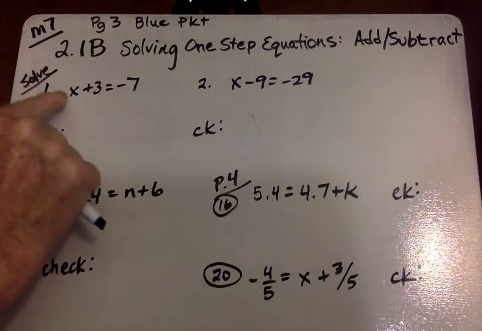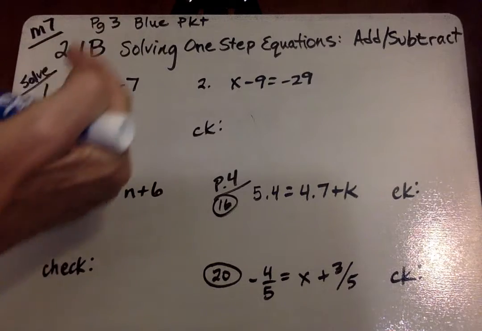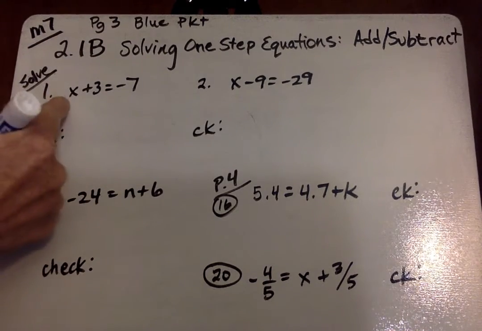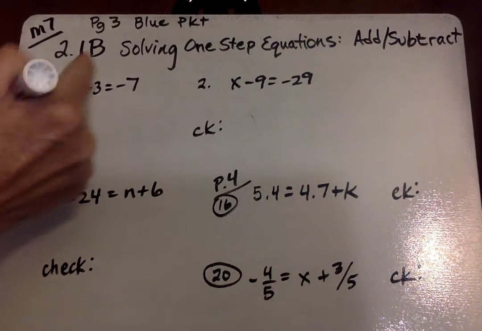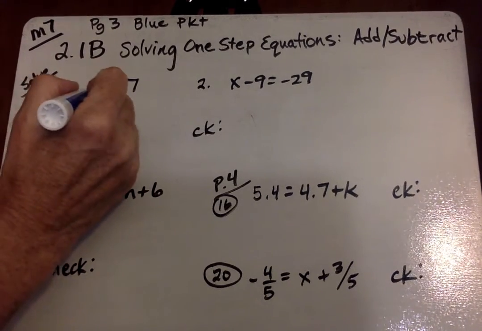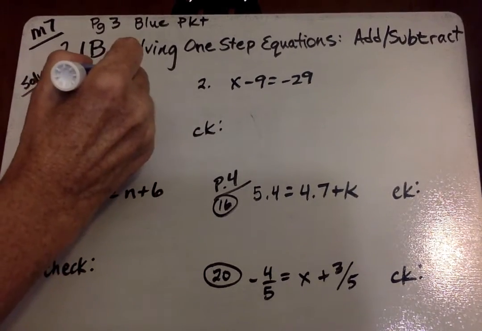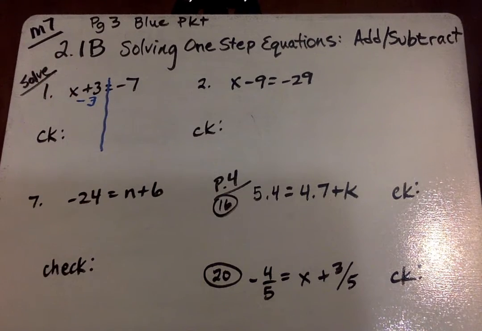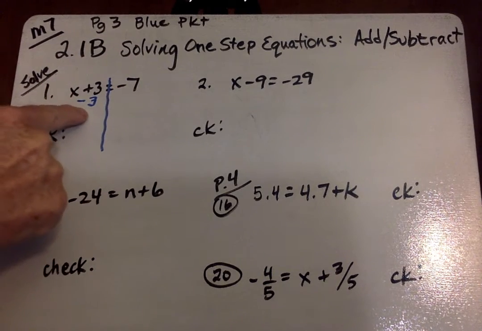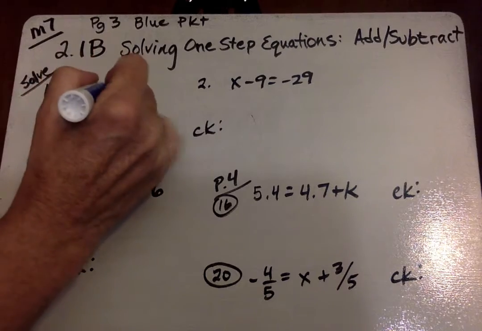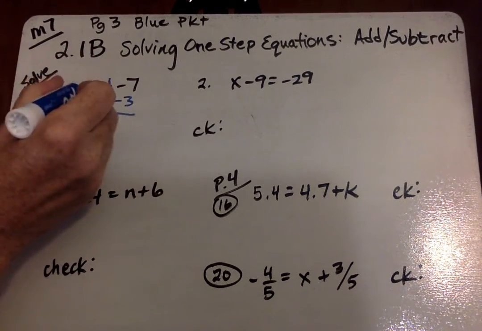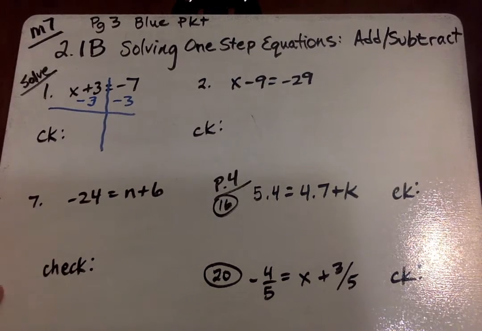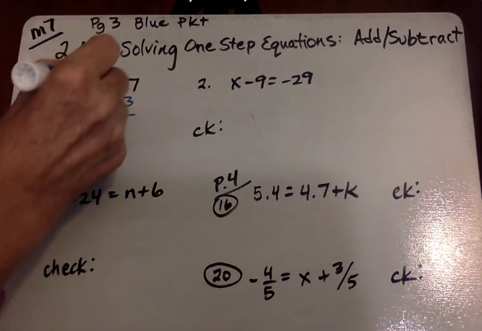So number 1, we have x plus 3 equals negative 7. To get the variable by itself, we look around and see what's next to it: plus 3. So we're going to go to minus 3. Now we're also going to put a barrier here between the wall. Whatever we do on one side of the wall, we have to do on the other. Now, plus 3 and minus 3 goes to 0. So say goodbye to them.